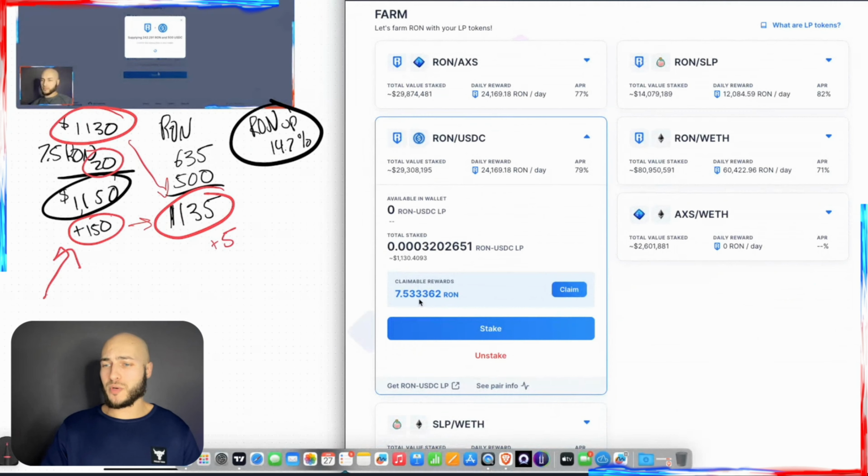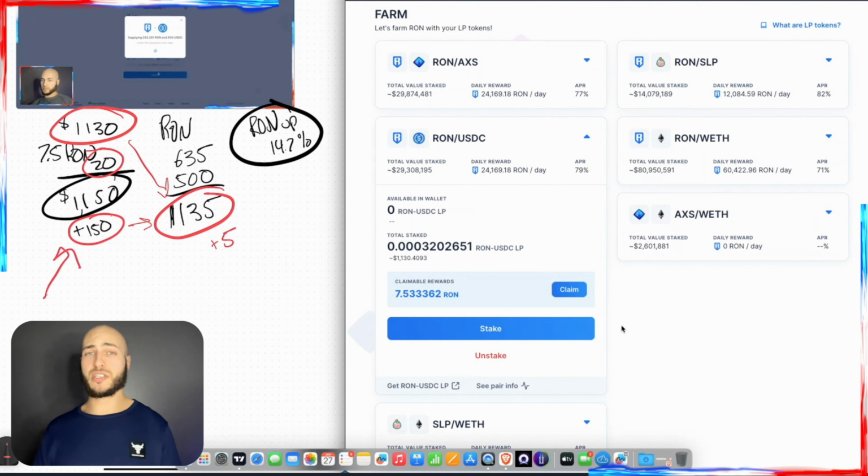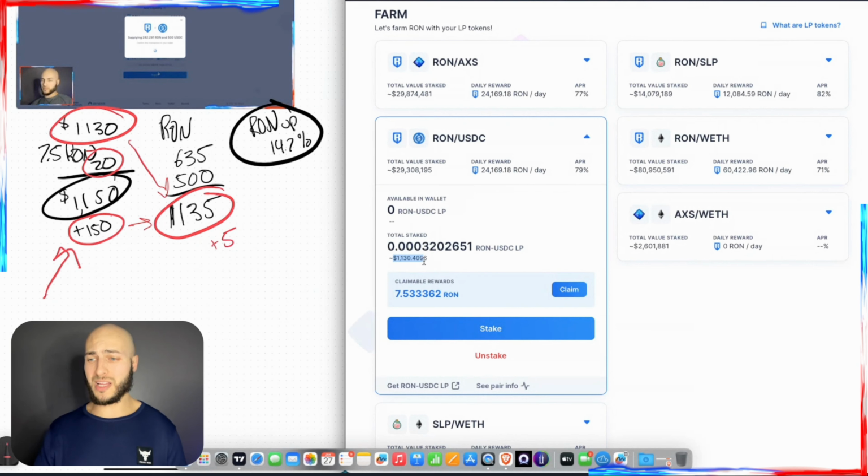And at this rate right here, like I said, 7 days, a little over 7 RON. That means every day I am earning about 1 RON, which right now is sitting at $2.60. And that's just in this pool. I have another wallet where I'm in the RON and wrapped Ethereum pool where I'm earning some more. But for an allocation of around $1,000 to be making over $2.50 a day is a pretty good return.